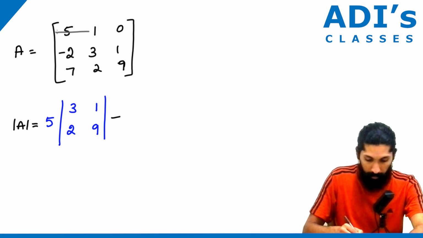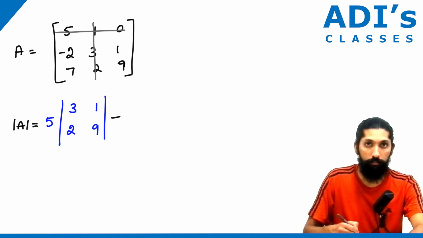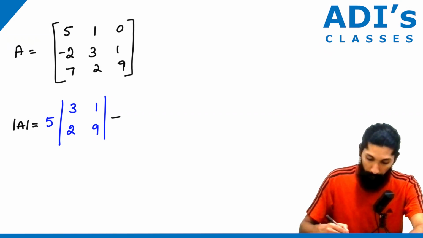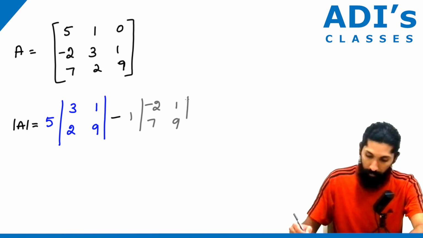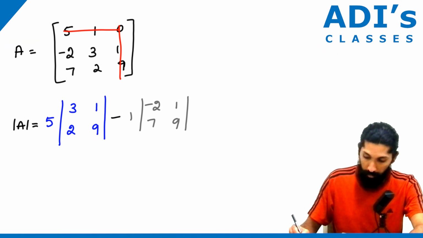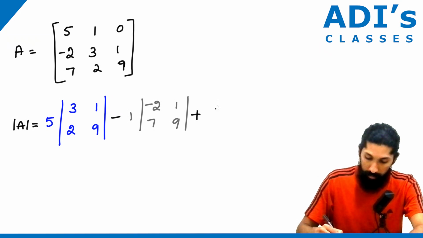You take 1, cancel the row, cancel the column. Minus 2, 1, 7, 9. So what do we do now? 1 into determinant of minus 2, 1, 7, 9. Then the last one, 0. Take off the row, take off the column. Minus 2, 3, 7, 2. Correct? So in between what are you going to have? You are going to have a plus 0 into determinant of minus 2, 3, 7, 2.